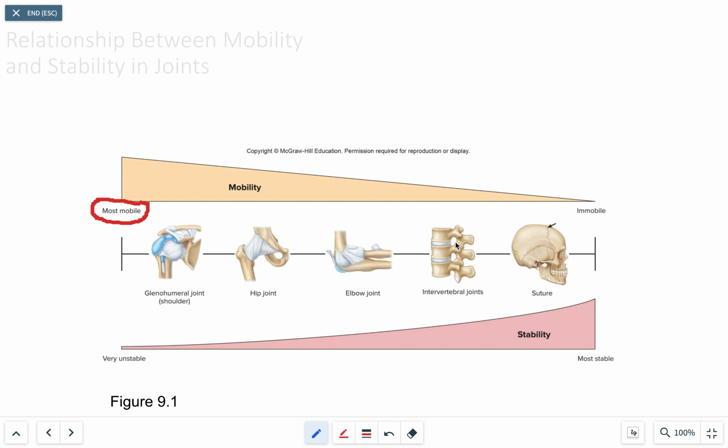Moving down, we are going to then get into the protective mechanisms of joints, such as the intervertebral joint. Obviously, the intervertebral joint's main job is to protect the spinal cord. So therefore, we see an increase of stability and a decrease of mobility. And the most important structure that we're protecting is found in the suture of the skull, which is the brain. So we obviously see a decreased amount of mobility and an increase in stability.